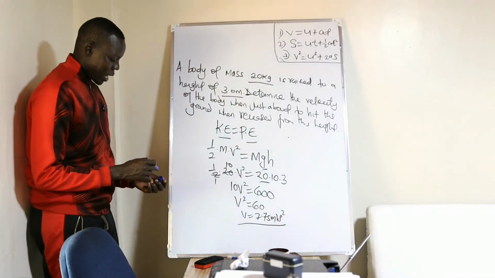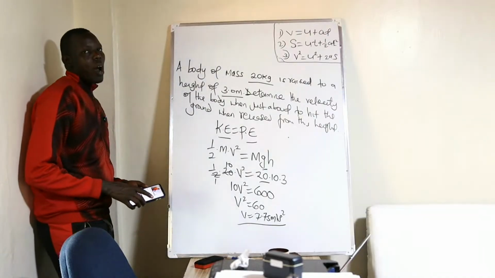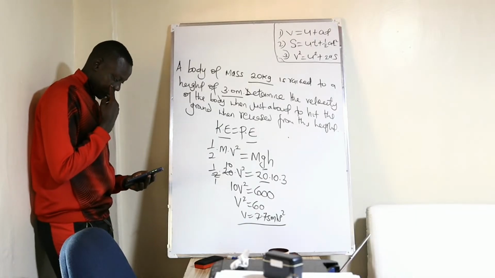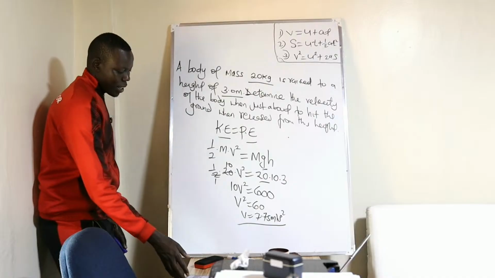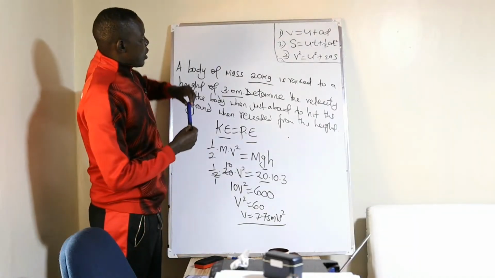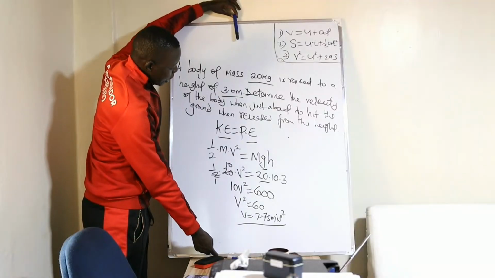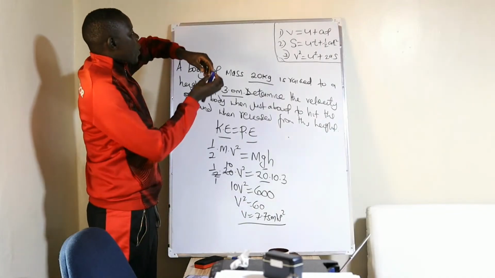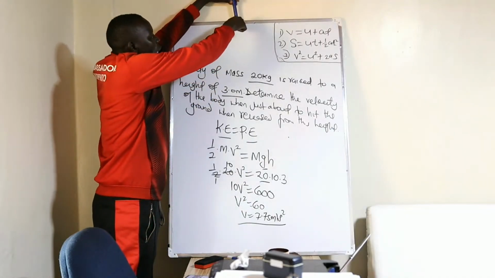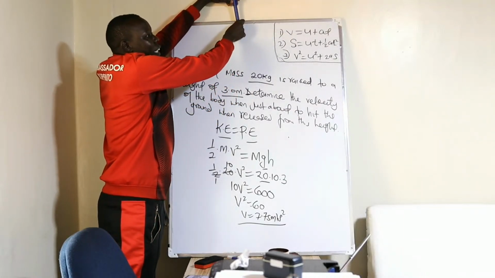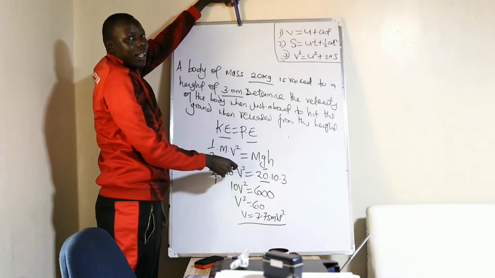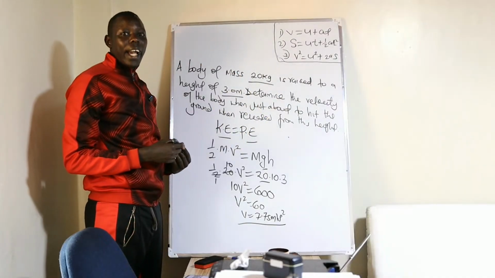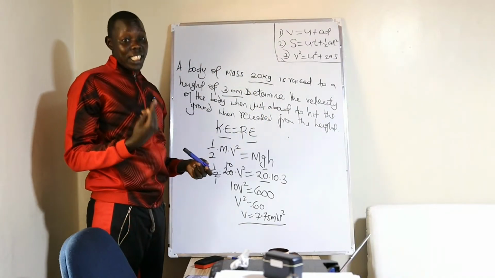Yeah, that's how it should be done. mgh is equal to half mv squared always. Let me explain. If I allow this body of 1 meter to fall down this way, when it is up here it has potential energy. When it is going down, it is losing potential energy because the height is reducing, while gaining kinetic energy, because as it goes down, the velocity increases.